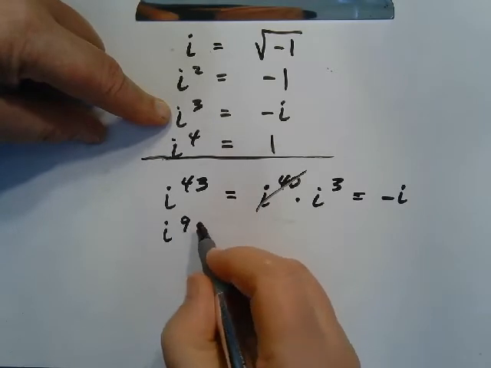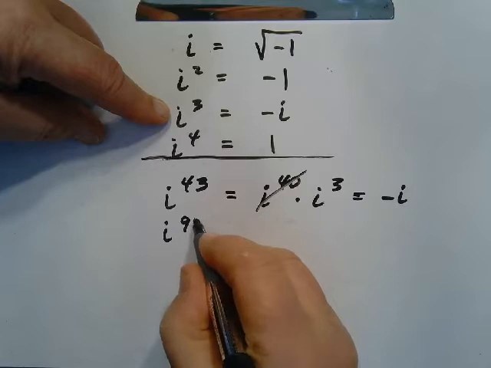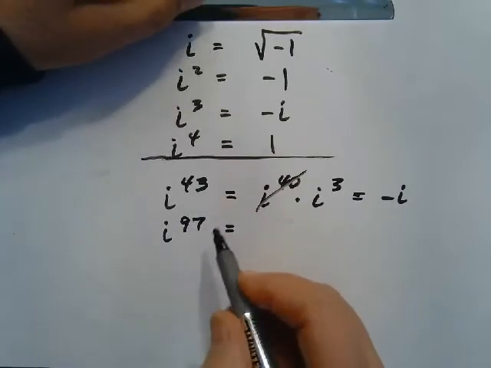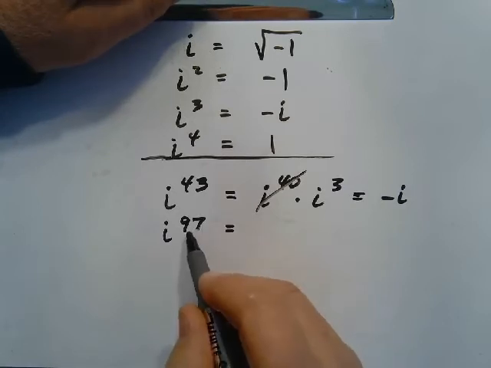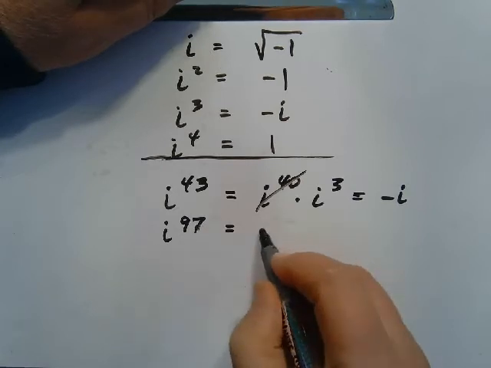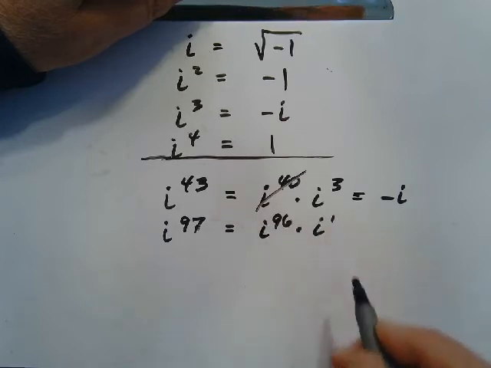How about i to the 97th? Okay. Well, what's the highest multiple of 4 that is just less than this? Well, that would be i to the 96th times i to the 1st.